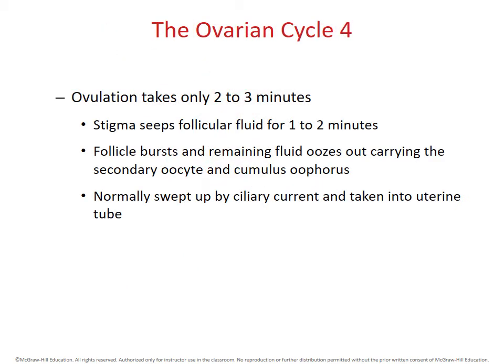Again, the ovulatory phase, or the ovulation phase, is very short-lived. It only takes 2 or 3 minutes to complete. The stigma, the little nipple-like structure, might seep fluid for a couple of minutes before ovulation, but the actual explosion itself, the rupturing, only takes about 2 or 3 minutes. And again, that secondary oocyte that's released normally should be swept up by a current created by the uterine tube and start being carried towards the uterus.